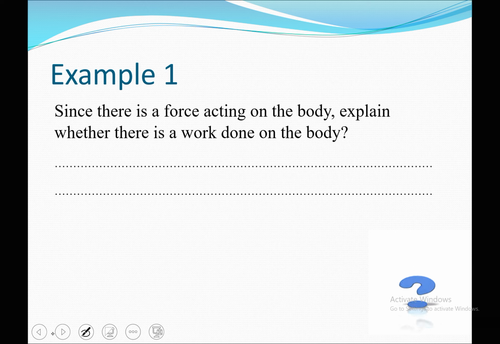Essentially, there is no work done on the body even when there is a force acting on the body. Now the question would be, why? How is that possible that there is a force acting on the body, but there is no work done on this body? So the force acting on the body is always acting at right angles. The force is acting perpendicular to the direction of motion of the body. The force, therefore, does not change the speed of the body, but simply changes the direction, providing centripetal force.